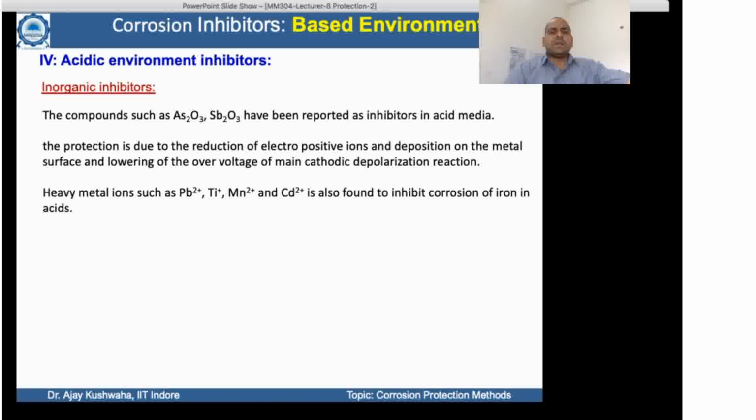The second category of inhibitors is based on the environment. The first example is, let's say, if we have an acidic environment. How can we reduce the effect of acid, what kind of chemical can we use? That we are going to understand here. One inorganic material we can use is As2O3, Sb2O3 or many others. I'm just giving one or two examples here. These kinds of inorganic materials basically reduce the effect of acid medium.